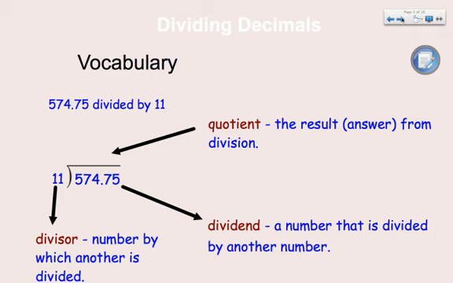The dividend is a number that is divided by another number. And then our divisor is a number by which another number is divided. So in our problem, 574.75 divided by 11, note that the dividend is the first number and the divisor is the second number.